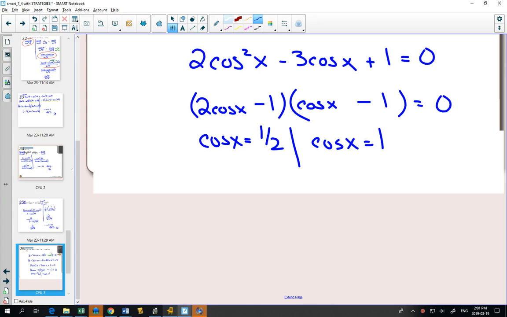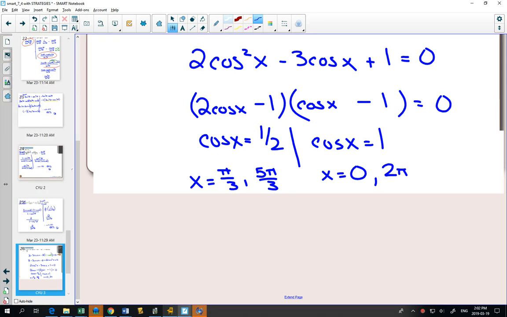Both of those values are on our unit circle. When is cos a half? Pi over 3, quadrant 1, and in quadrant 4, 5 pi over 3. And when is cos x equal to 1? Caitlin says 0. And then, of course, it would be 2 pi as well.